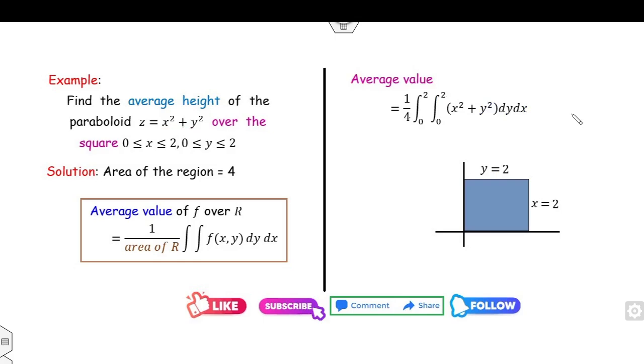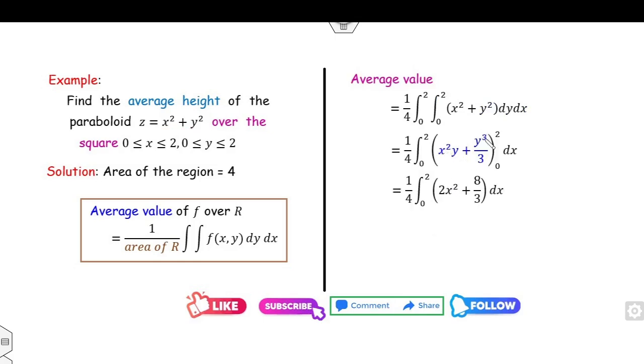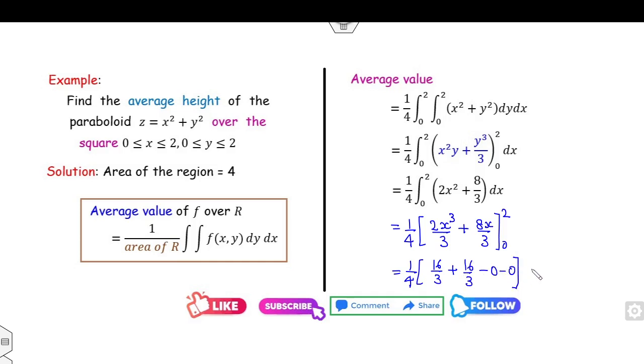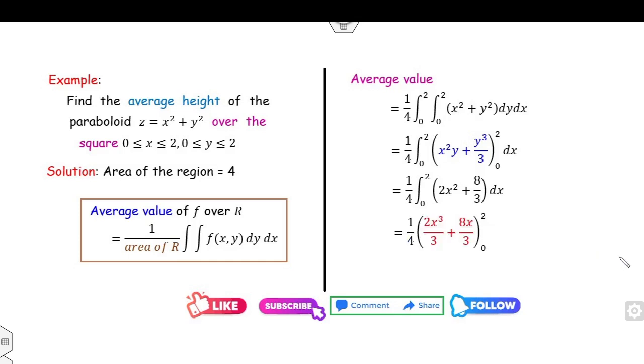Now you can substitute the upper limits, you will get 2x square plus 8 over 3. Now can you integrate them? It will be 2x cube over 3 plus 8x over 3. Now you can solve this part. You can substitute the upper limit. It is 16 over 3 plus 16 over 3 minus 0 minus 0. So that will be 32 over 4 into 3. That is 8 over 3, the right answer of this problem.